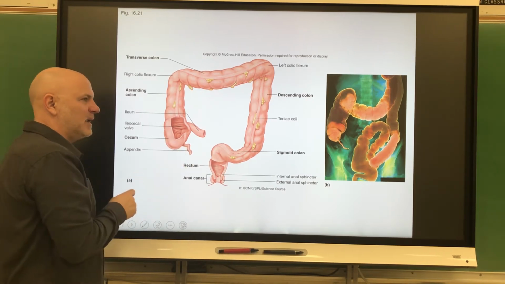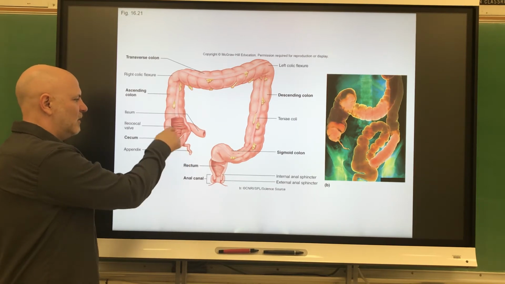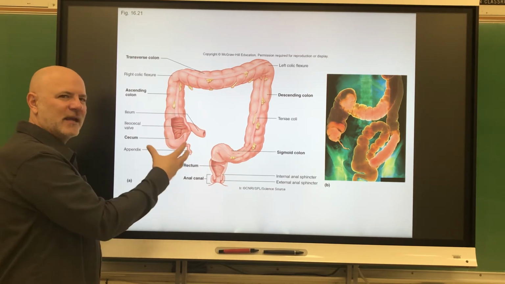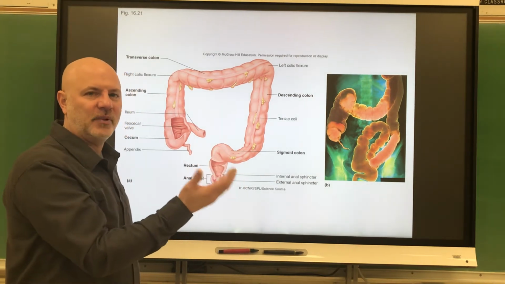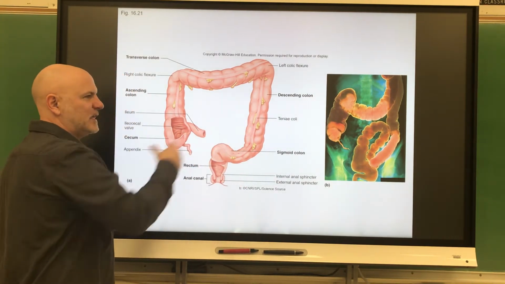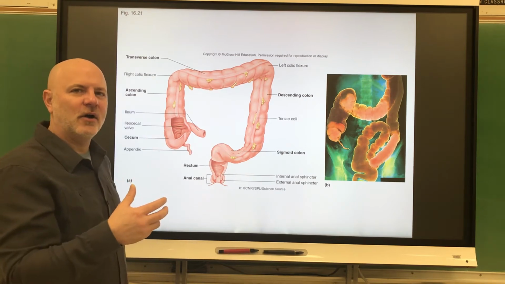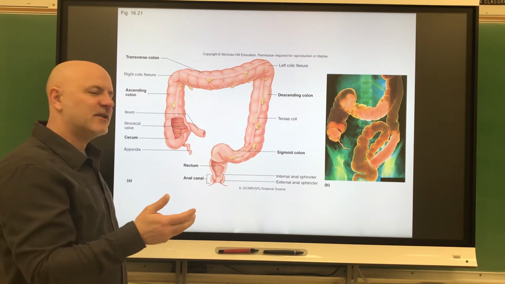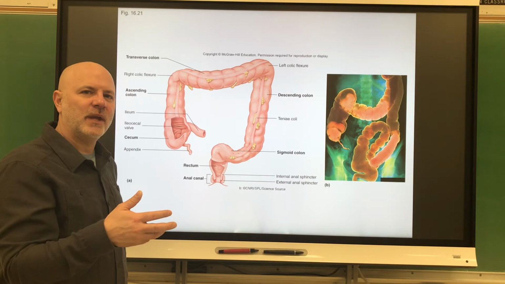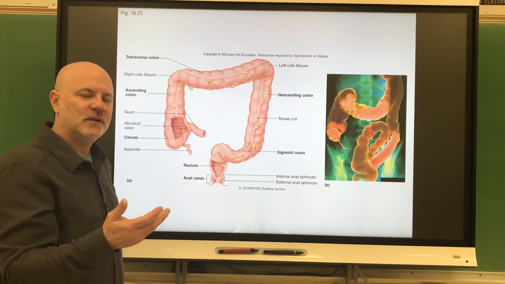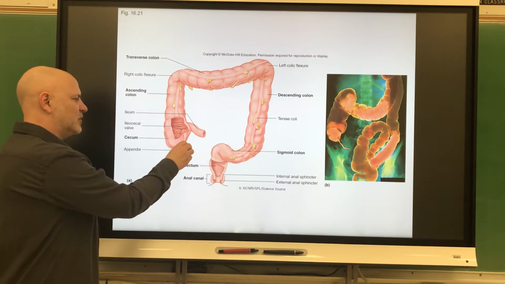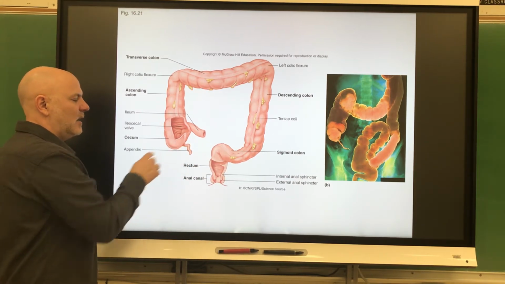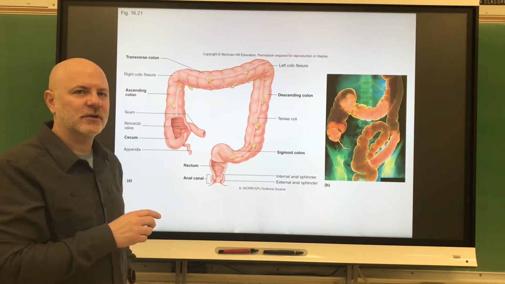Off of that is the appendix, and the appendix is a remnant of a much larger cecum. So our ancestors ate more herbs and plants, and so they had a larger cecum to break down all that plant matter. As humans moved from being herbivores, eating plants, to being omnivores, eating plants and animals, that cecum reduced to the size it is today, and the appendix is a remnant of that much larger cecum.